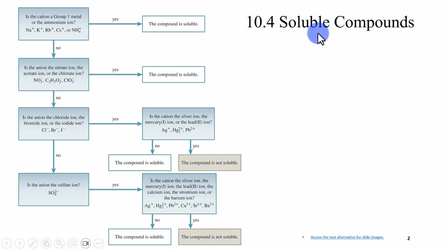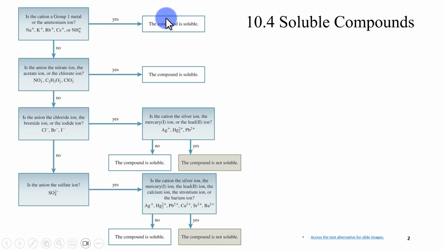Remember that we talked about soluble and insoluble compounds, and we had several tables in chapter 9. Here's the flow chart that should hopefully help you. So we start by looking at the cation and what type it is. If it's one of these, then it's a soluble compound. If no, then we look at the anion, and so on and so forth. So you have a flow chart that you can follow to determine whether compounds are soluble or not soluble.